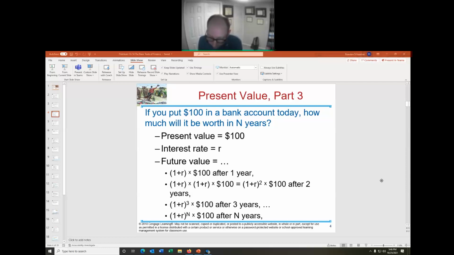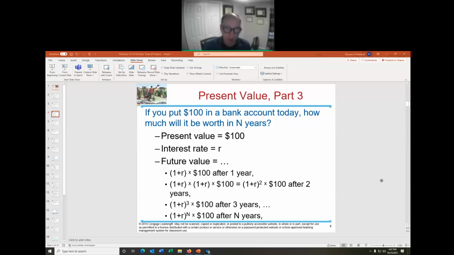You could find free calculators online, and so when it comes to the homework assignment for this chapter, using one of those calculators is absolutely fine. In fact, I recommend it. But the idea of these formulas that we're talking about, we call these the time value of money formulas. Time value of money represents how much money is worth over time.